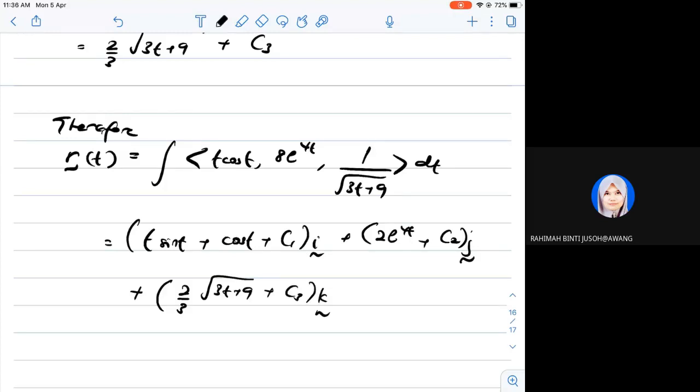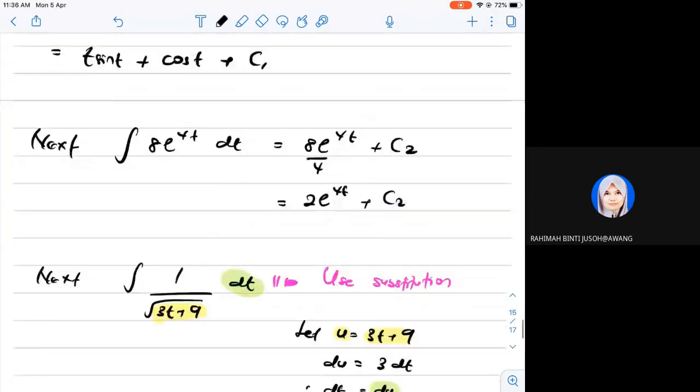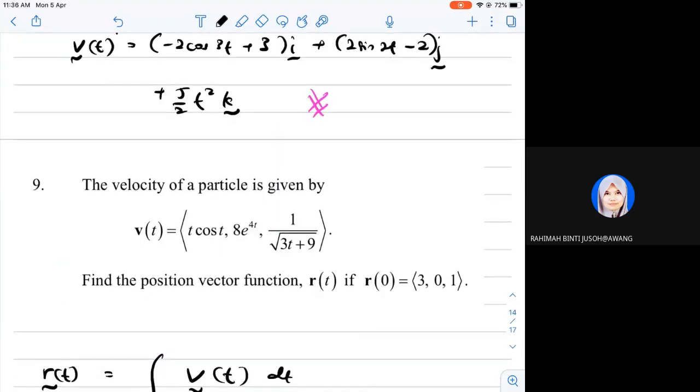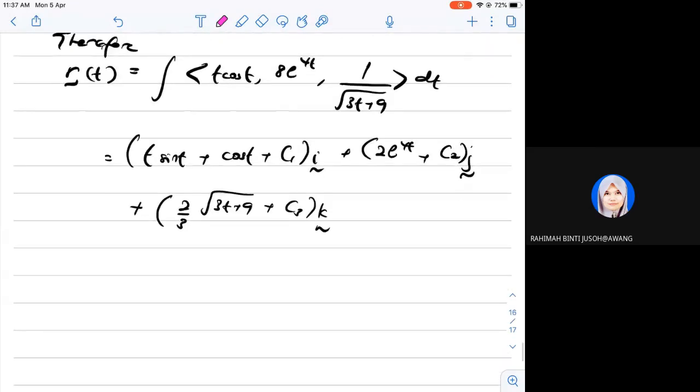Like this. Okay. Next, kita baru dapat r(t) tapi you kena cari C1, C2, C3 ni kan? C1, C2, C3. Macam mana nak cari? Berdasarkan soalan ni tadi. How? Compare. Kena compare. Ya, you kena gantikan dulu t equals to 0. Lepas tu you kena compare dengan benda lah ni. Ni kan? Kena compare r(0) ni. Okay, so substitute t equals to 0.